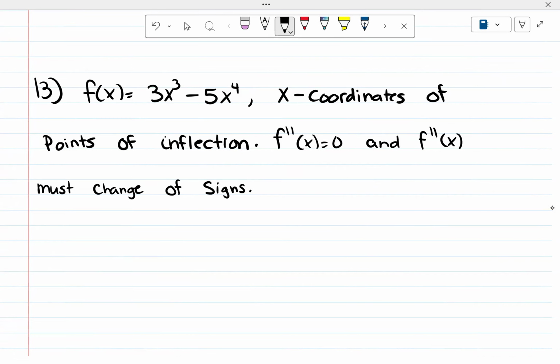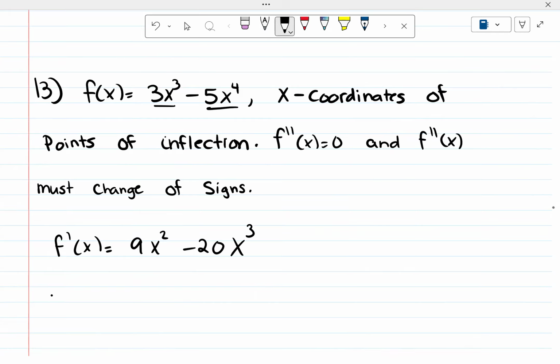So point of inflection is related to your second derivative, and you know you have a point of inflection if it changes signs. It doesn't matter if it's positive or negative, etc. So first, what I'm going to do is find my critical values. So first I got to find f prime of x. So what's the derivative of 3x cubed? It is 9x squared. What's the derivative of -5x fourth? It is -20x cubed, right? Power rule.